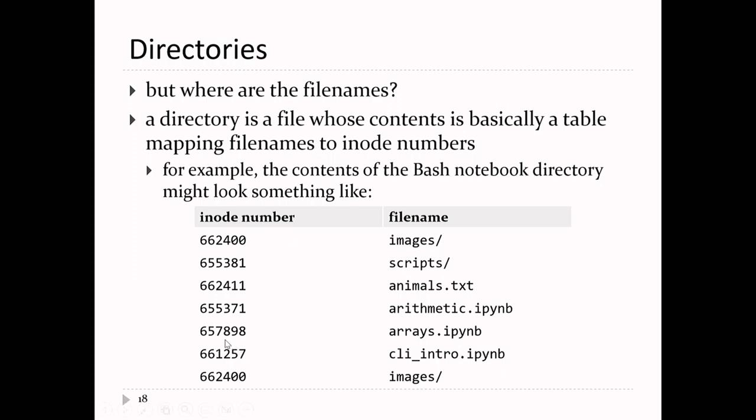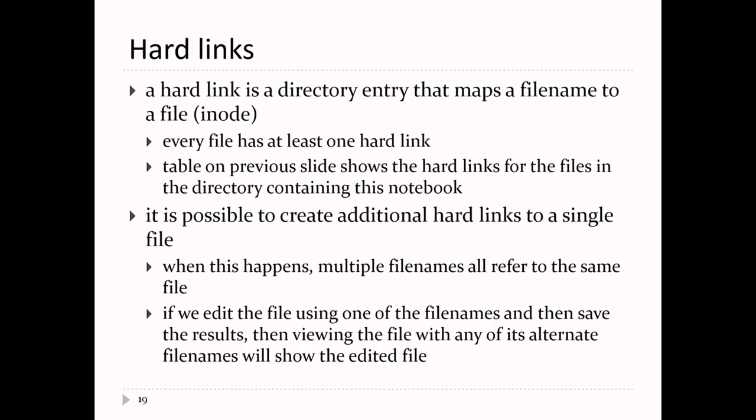Arrays.ipynb is 657,898, right? So all these files which are unique, they all have unique inode numbers. Oh, I don't know why I have images there twice. Images shouldn't be there twice. All right.